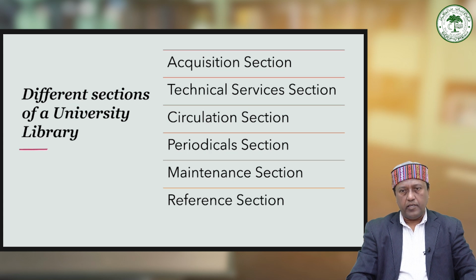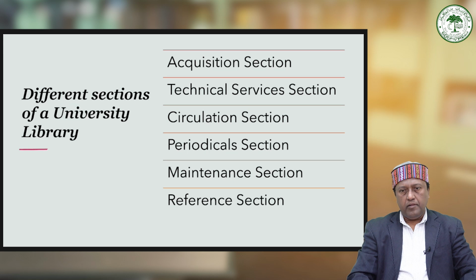This includes basically cataloging, classification, labeling, and processing new materials to make them discoverable and accessible to users. Technical services staff create bibliographic records, assign call numbers, and ensure that materials are accurately described and indexed in the library's catalog. I'm giving you a brief overview of what these sections are doing. We'll be covering all these sections in detail also.